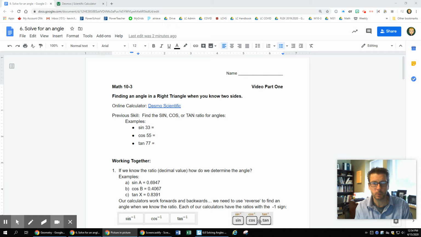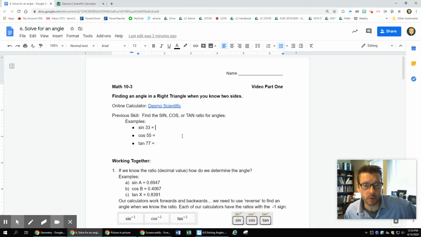Hey everyone, we're going to proceed with the next lesson in terms of how to find an angle in a right triangle, but there are some definite calculator skills that we want to work on before we get into the idea of working with right triangles. I relate working your calculator to driving a car. We've got forward gears and we've got reverse.